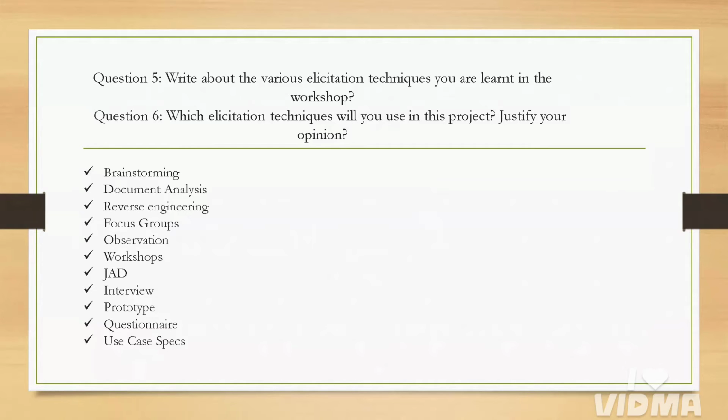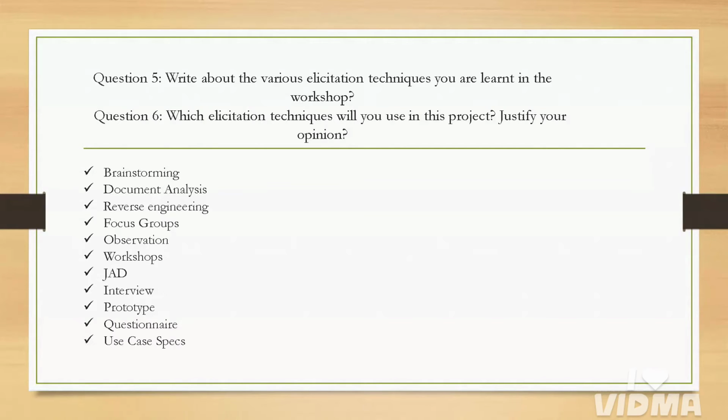So elicitation technique is nothing but a meeting or any interaction with the client with a specific objective. Only then do we call it an elicitation technique. And here we have elicitation techniques like brainstorming, document analysis, reverse engineering, focus groups, observation, workshop, JAD session, interview, prototypes, questionnaires or surveys, and use case specification. So these are the 11 elicitation techniques we have.